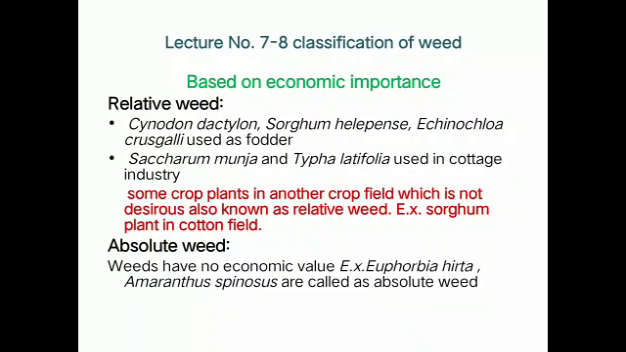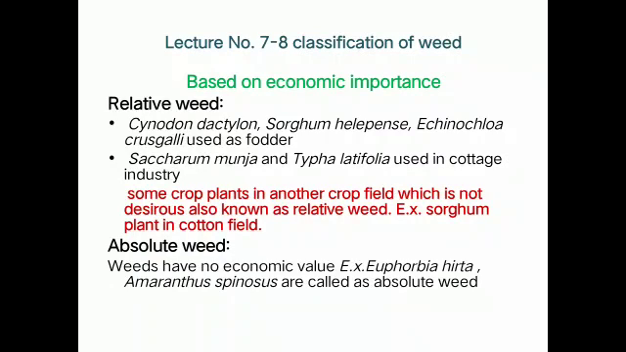Relative weeds are unwanted plants, but some weeds have economic importance, like Cynodon dactylon, Sorghum halepense, Echinochloa species. These weeds are used as fodder, and Saccharum species and Typha are used in cottage industry. Okay, the weeds that have some economic value, some economic importance, are called relative weeds.